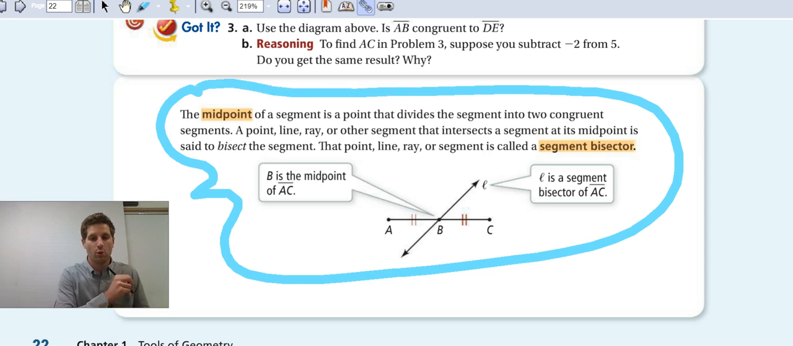Okay? Boom, boom. So this is showing right here that AB and BC, those are our congruency marks. They're showing that those two pieces are congruent to each other, which is going to be very valuable to us as we're trying to set up and solve equations.